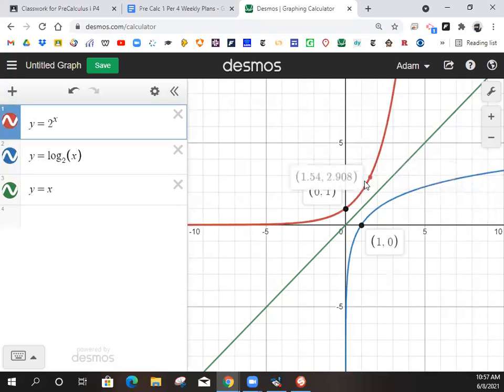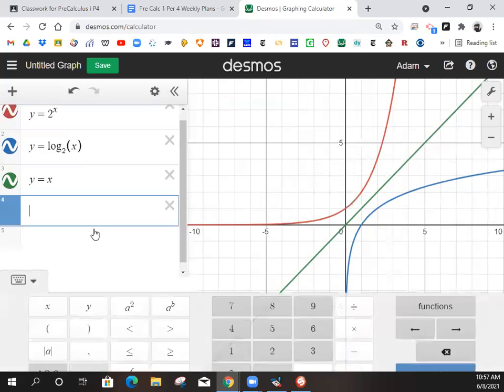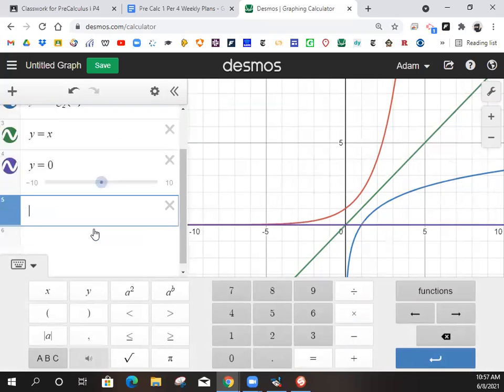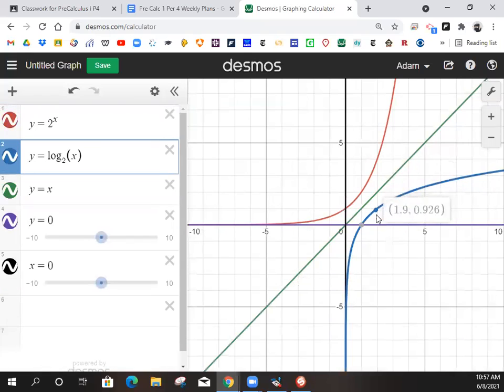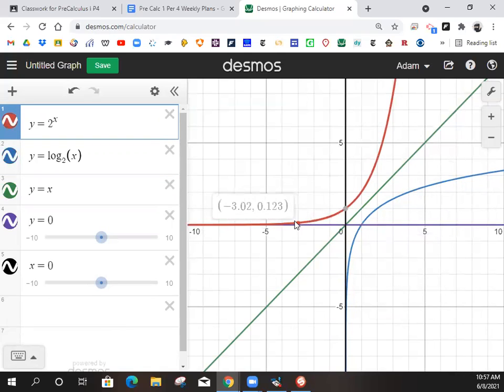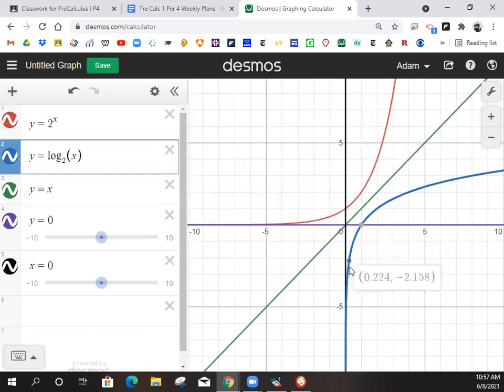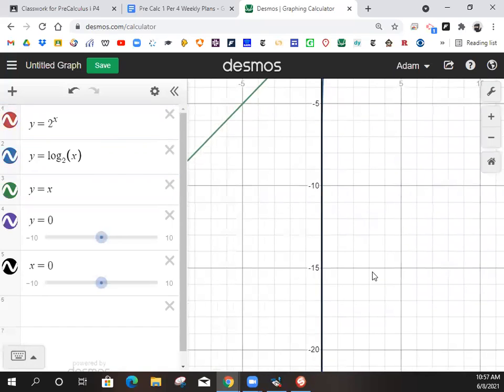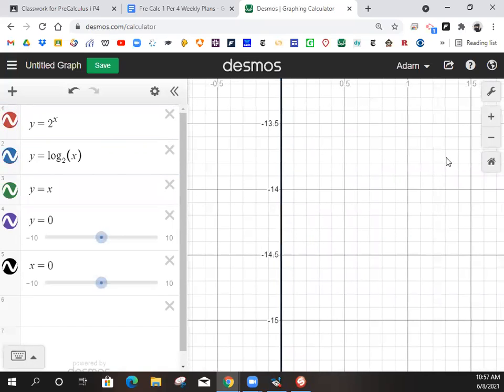But on the exponential, as x approaches negative infinity, y is going to level out and get closer and closer to 0, which means it would have a horizontal asymptote at y equals 0. So if you switch x and y, now you have x equals 0. That's a vertical asymptote. That means that this log will have a vertical asymptote at x equals 0. So instead of saying as x approaches negative infinity, y approaches 0, as x approaches 0, y is going to approach negative infinity. And it'll never actually hit the y-axis.